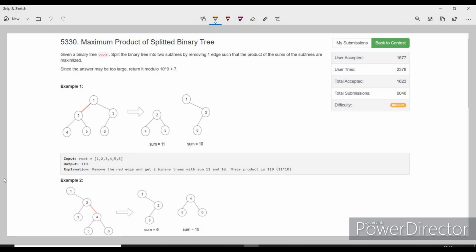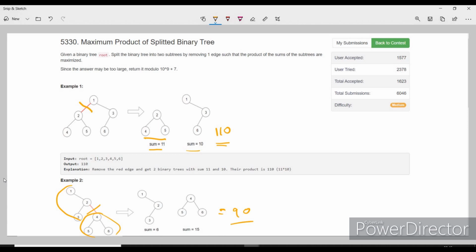For example, here we are given a binary tree and we are going to split the binary tree from here. Then we will be having two trees and the sum of each respectively is 11 and 10, so the product is 110. There is no possible option greater than 110, so this is our answer. Similarly, in this example we are splitting the tree from this edge, so the summation of this part is 6 and the summation of the remaining part is 15, so 6 into 15, which equals 90. This is the answer.